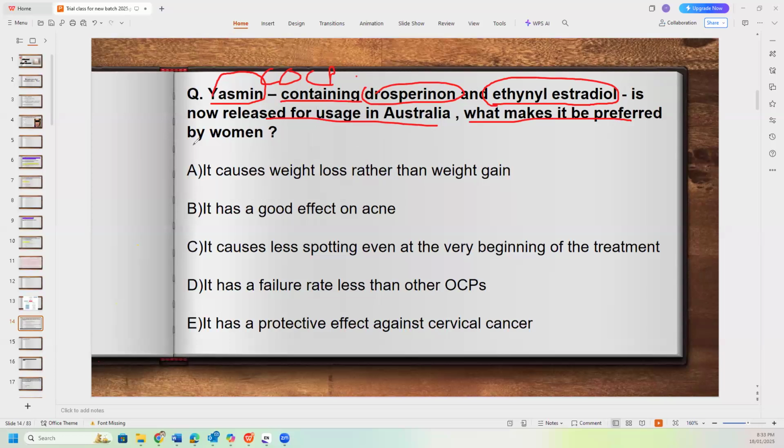What makes it preferred by women? It causes weight loss rather than weight gain. It has a good effect on acne. It causes less spotting even at the very beginning of the treatment. It has a lower failure rate than other OCPs. It has a protective effect against cervical cancer.